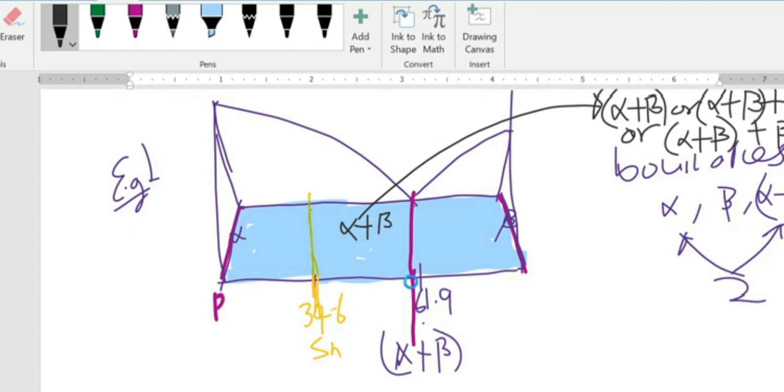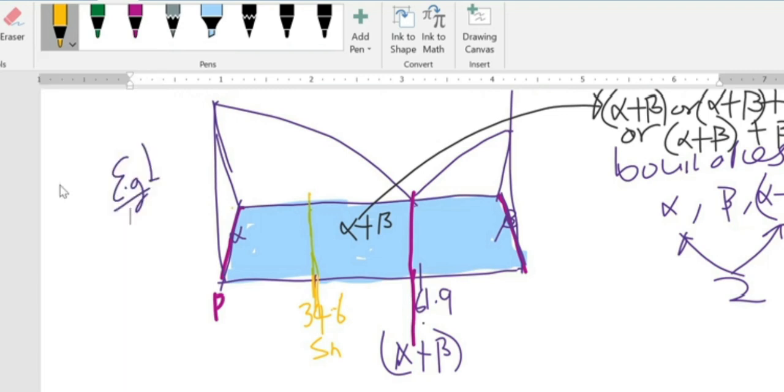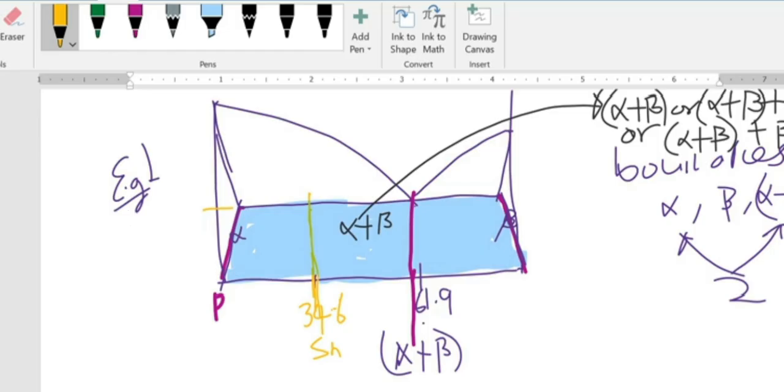So now we have to determine our temperature. Whenever you have the alloy, you determine the temperature. This is the eutectic temperature. The eutectic temperature is at what? It says it is cooled just below the eutectic temperature, 183. This is the eutectic, 183 degrees. I'm just shading it here. It means our point is just a little bit below it.